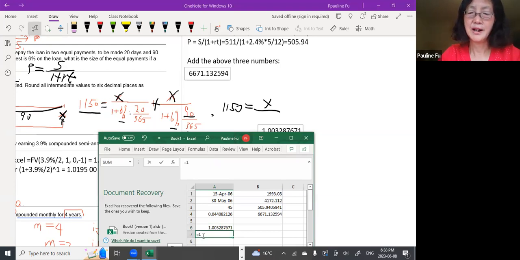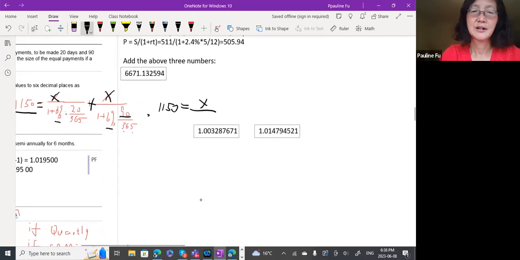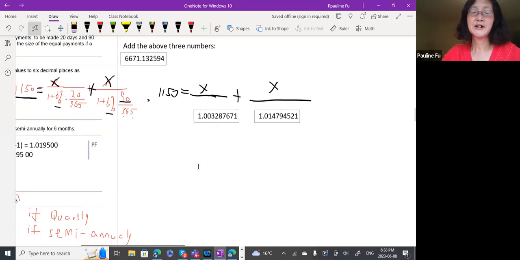One plus 6% times 90 over 365. Okay, you got here. Okay, so this is X over this. Okay, and then you actually can combine the like term. Okay, you continue to.